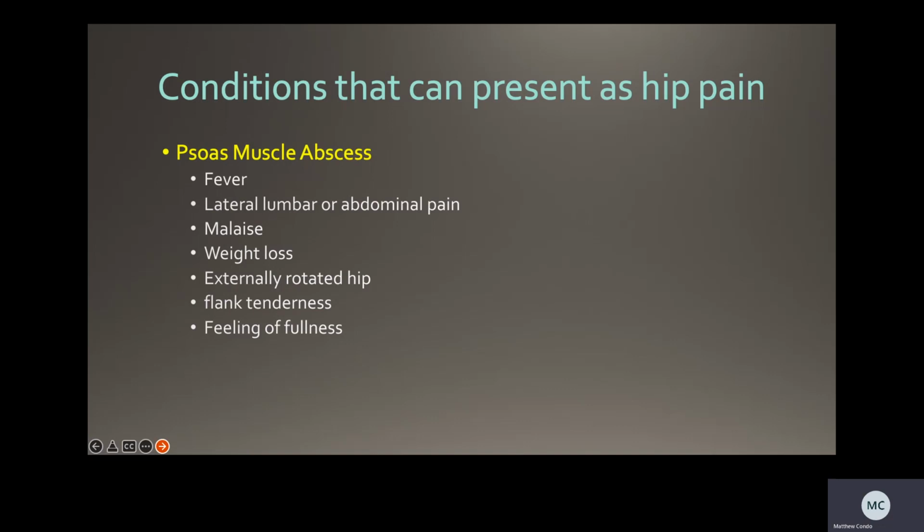Now, I'm not saying that every patient that walks in with an externally rotated hip automatically has a psoas muscle abscess. What I'm saying is the patient walks in with an externally rotated hip and they have a fever and malaise and weight loss. That's now getting into a clinical pattern. That's the pattern recognition we really need to be good about. Feeling of fullness is another big one. If they feel like there's something really big and swollen in there, well, that's because there is, and we need to recognize that.